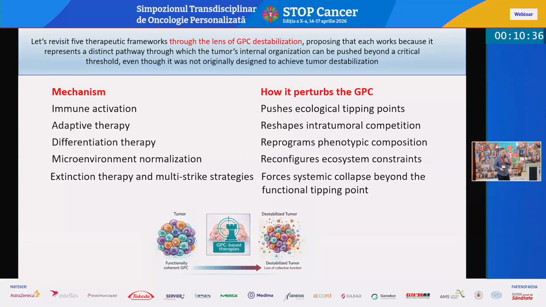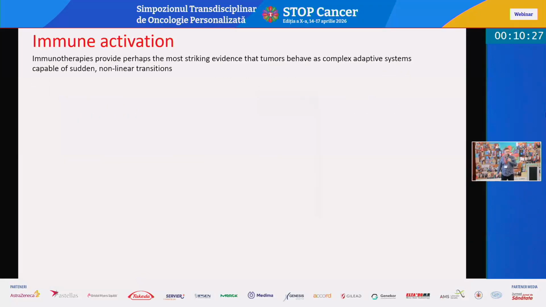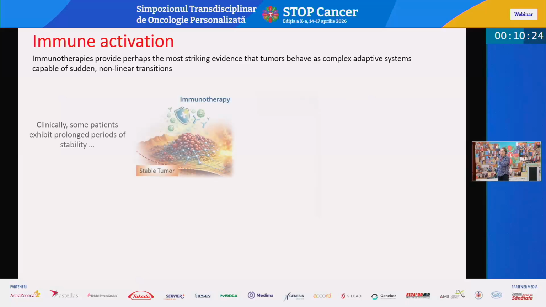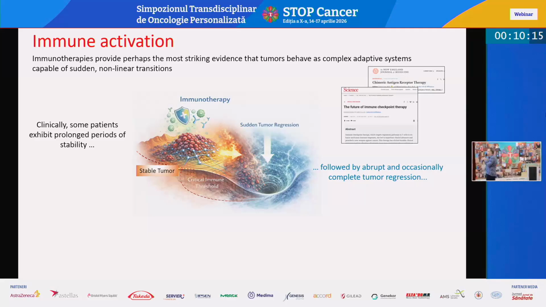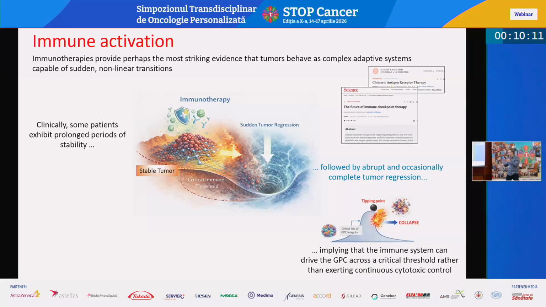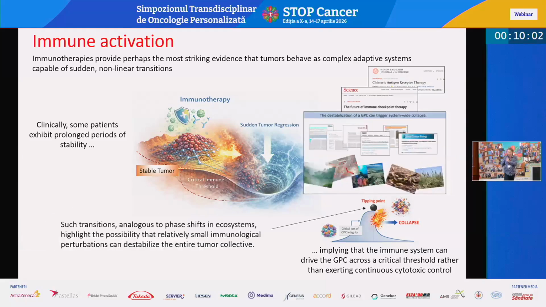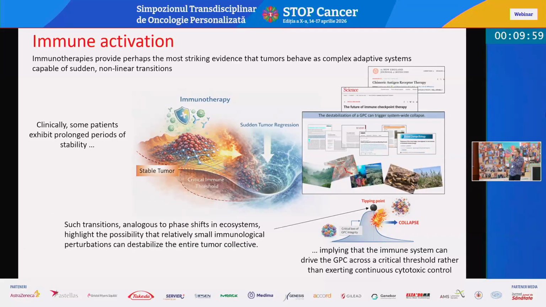So let's revisit now 5 therapeutic frameworks through the lens of GPC destabilization, and let's start with immune activation. The immunotherapies are very interesting in that context because, as you know, certain patients treated with this approach often display long periods of stability, followed by an abrupt and occasionally complete tumor regression, suggesting that the immune system can in fact drive the GPC across a critical threshold rather than exerting a continuous cytotoxic control. Exactly like if there was a tipping point, as in other ecosystems. In that case, small immunological perturbations could potentially destabilize the entire tumor collective.